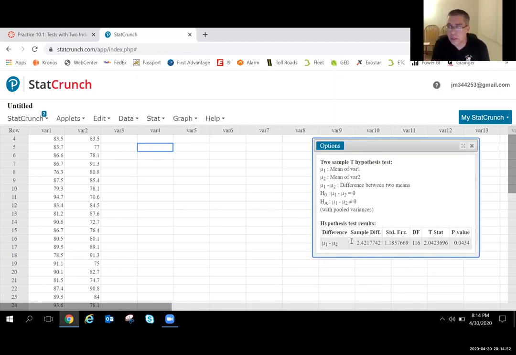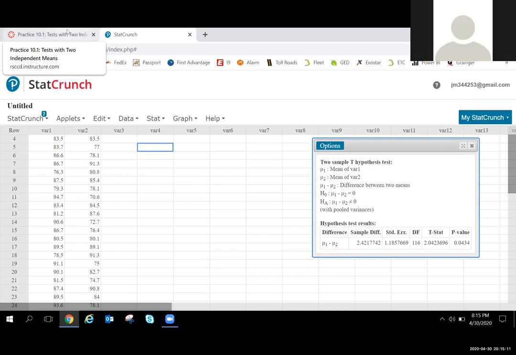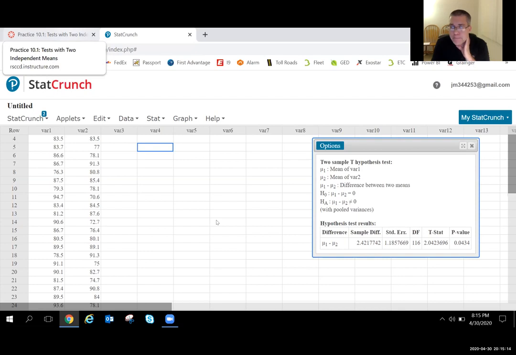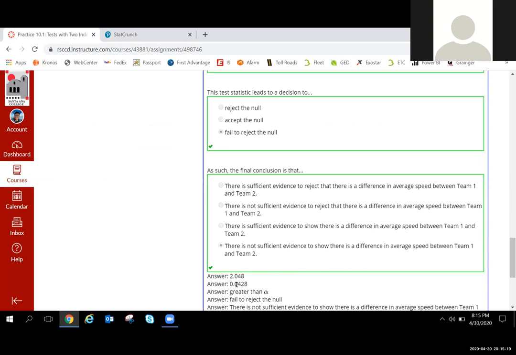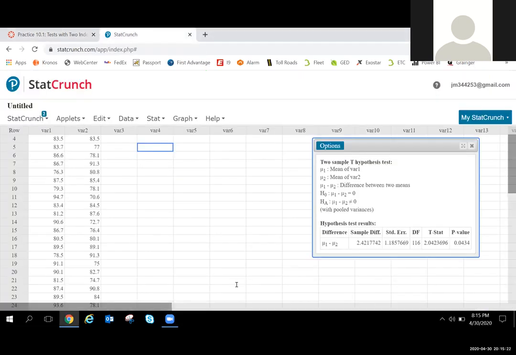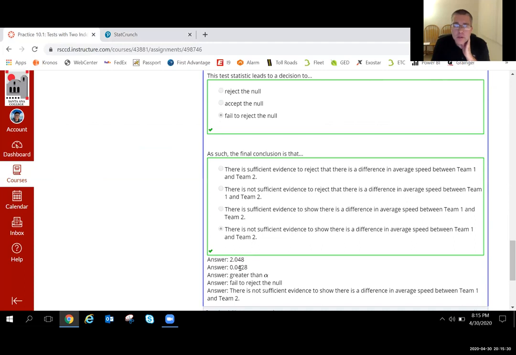Okay, and it tells me that the sample difference, that's the T stat, is 2.04. The p-value is 0.04, which is bigger than the significance level that they're asking for. Yeah. Okay, let me see this one here. So the p-value for this one is 0.0434, but according to this, the answer was supposed to be 0.0428. Oh yeah, I think something was checked that shouldn't have been checked.